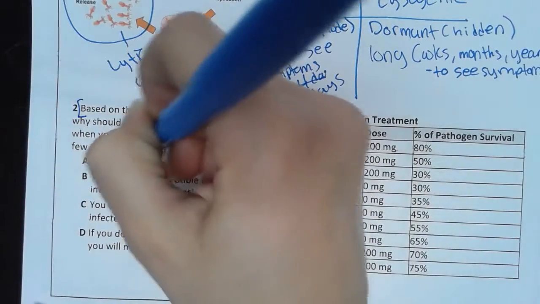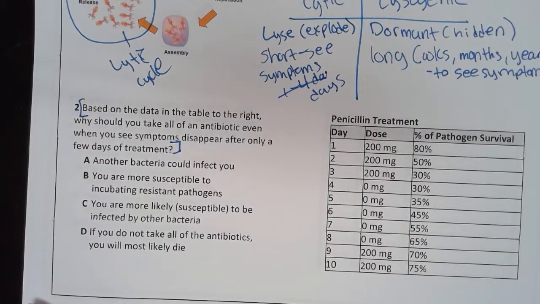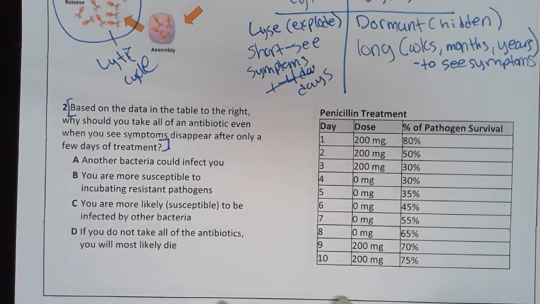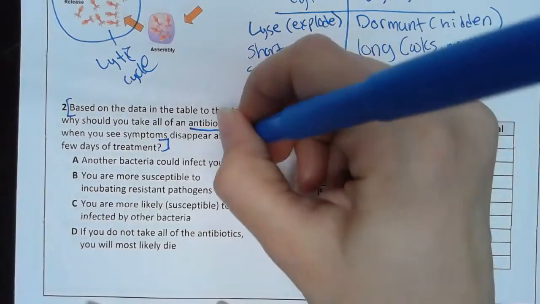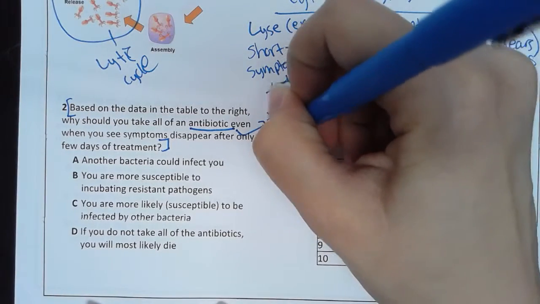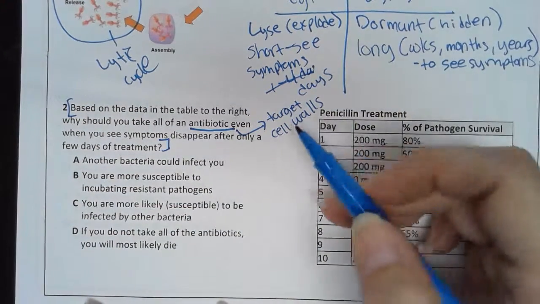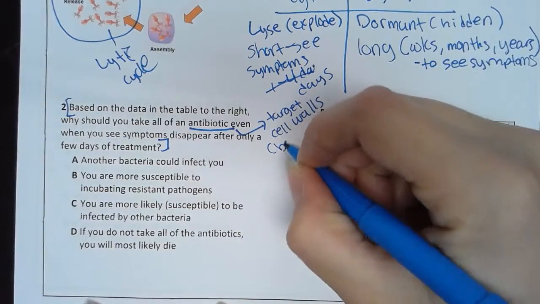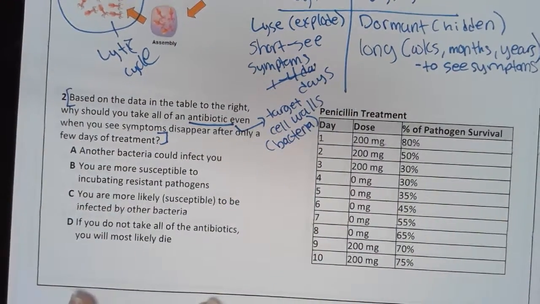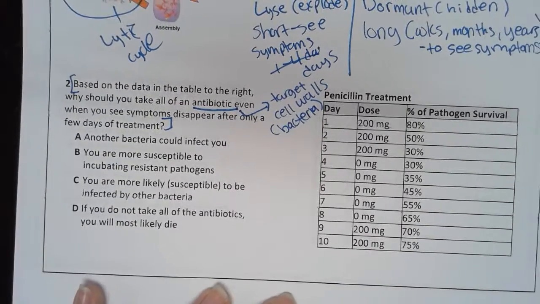Bracket: based on the data in the table to the right, why should you take all the antibiotic even when you see symptoms disappear after only a few days of treatment? Okay, antibiotics. Antibiotics target the cell wall. The only thing to have a cell wall is bacteria. Viruses have no cell wall, therefore antibiotics don't treat viruses. So if you have the flu, don't take an antibiotic. It will literally do nothing.